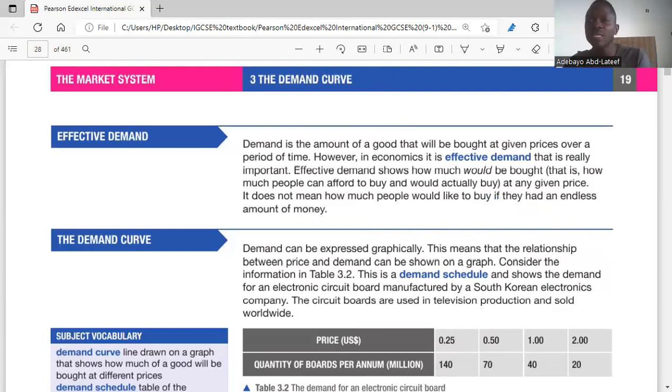It is effective demand if you have the willingness and the ability to buy at a given price and time. That is what effective demand is. It's not when you have an endless amount of money with you. You might have an endless amount of money, but you might not be willing to buy. Do you understand? So effective demand means your willingness and ability to buy at that point in time at a given price. Is it clear?